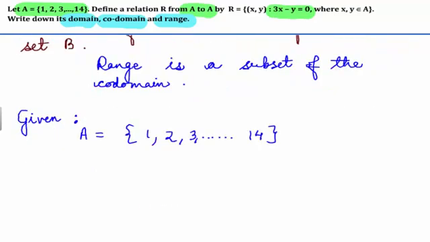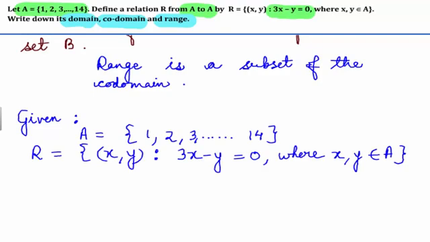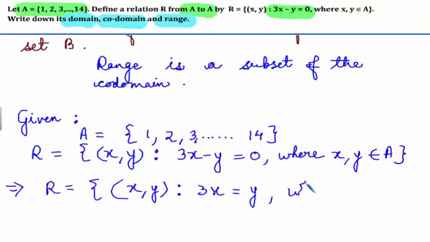Now, the set A is given as the set of natural numbers from 1 to 14. And R is given as a relation (x, y) such that 3x minus y is equal to 0, where x, y belong to A. So this can be written as R is equal to (x, y) such that 3x is equal to y, where x, y both belong to A.